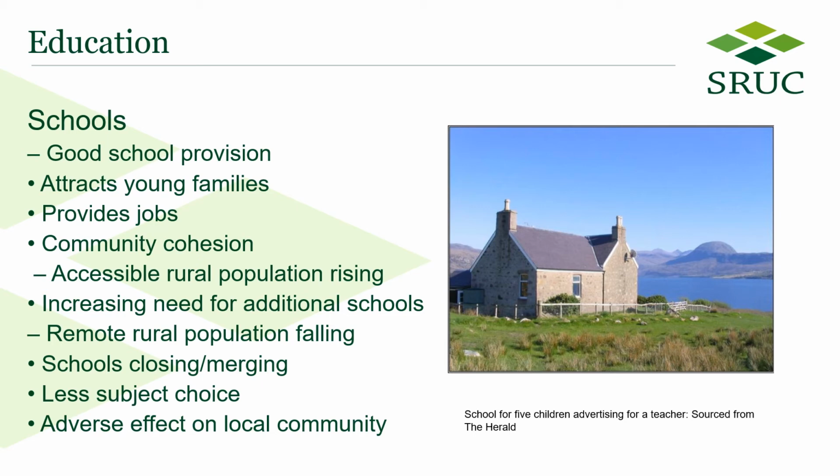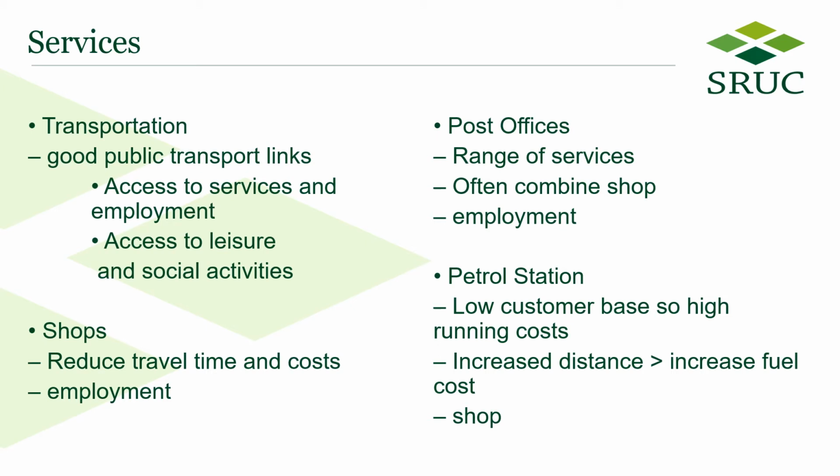So sadly, recent evidence does show that school children in remote rural areas do worse than elsewhere in Scotland, in accessible rural population areas or urban areas. So look for these kinds of trends and see what's happening in terms of education for outcome 1 of your report. So these are the kinds of services that you'll want to investigate for your remote rural or accessible rural area.